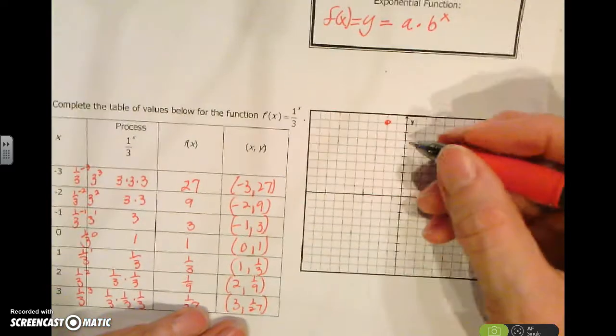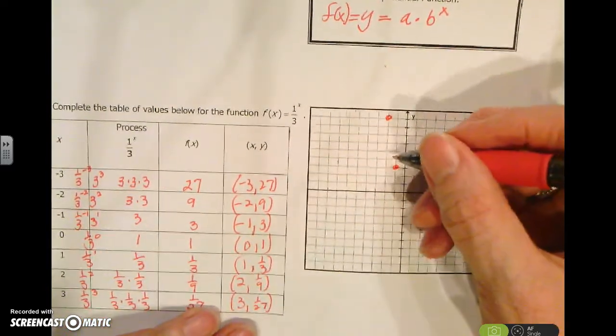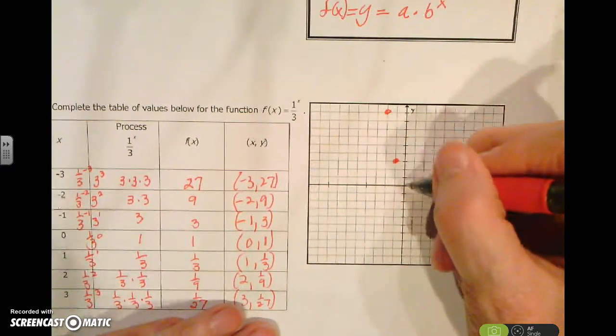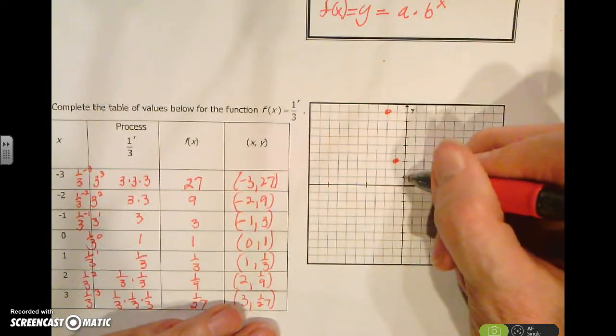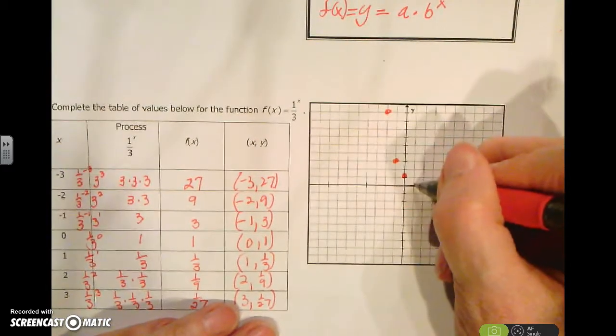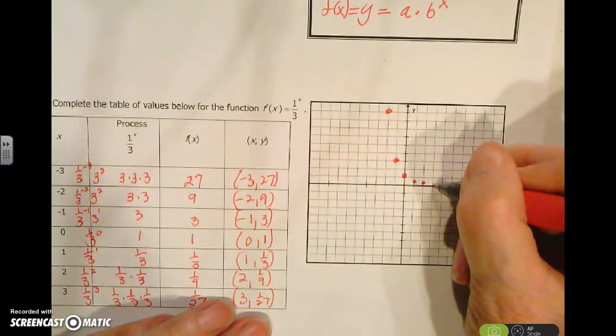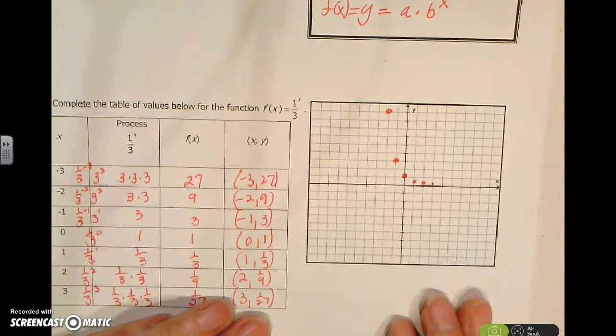We have -1, 3. We have 0, 1. We have 1, 1/3, so over 1 up about 1/3. Over 2 going up 1/9, and over 3, 1/27.